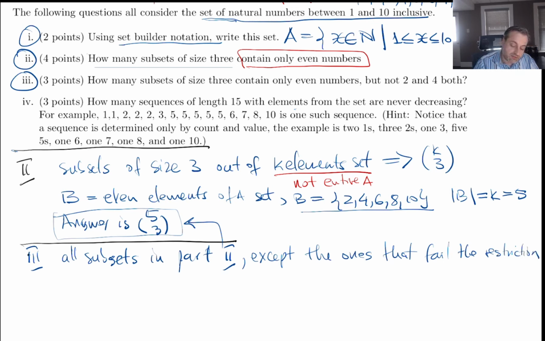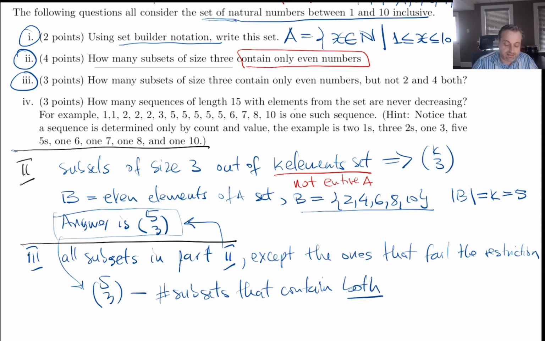So what is the restriction? The restriction is, that's part 2, contain not both 2 and 4. So we have 5 choose 3, that's from part 2, minus the number of subsets that contain both. That is the negation of this restriction, right? Not 2 and 4 both. Now we want to count those invalid ones, the ones that contain both 2 and 4.